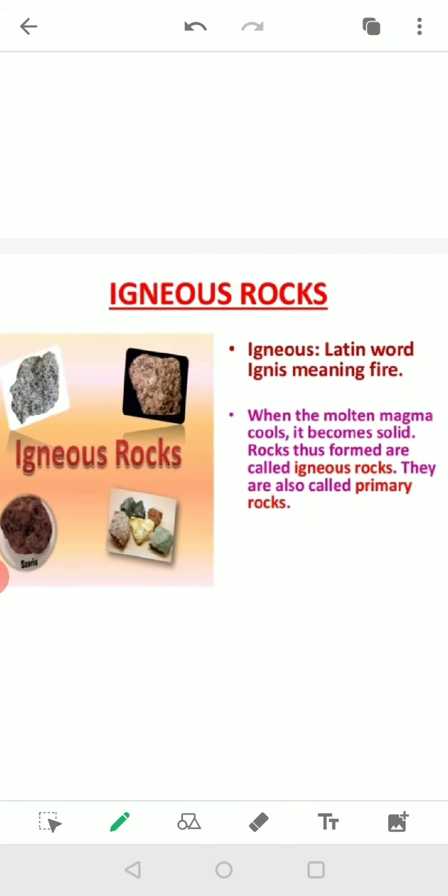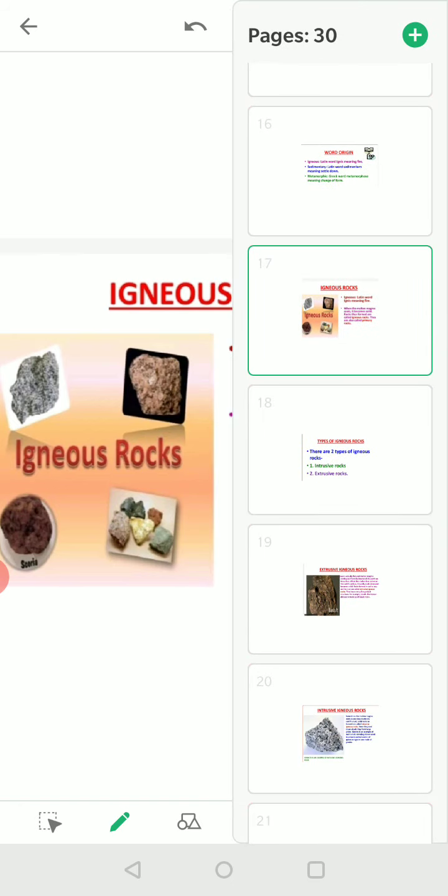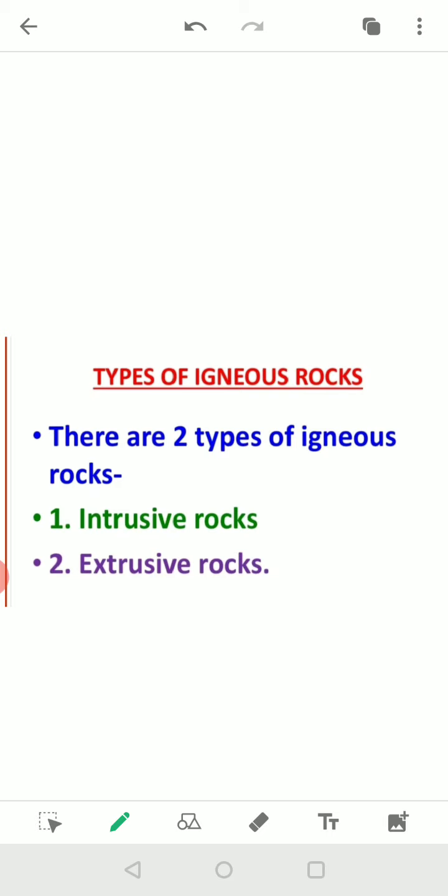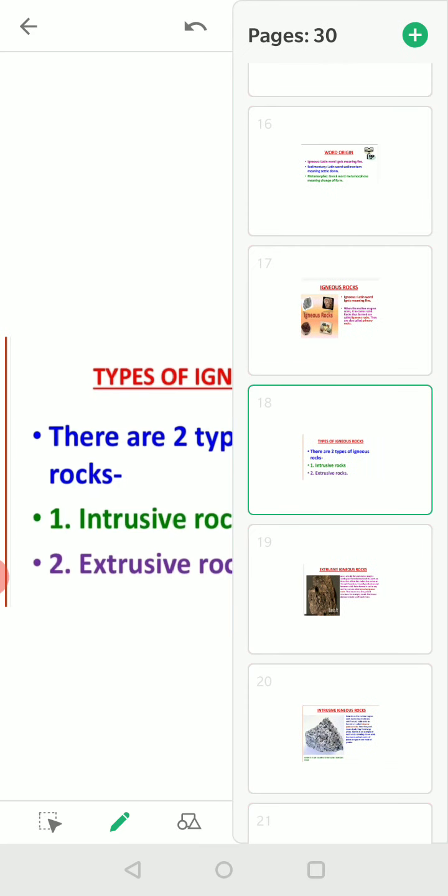Now igneous rock, as I have already told you, means fire. When the molten magma cools, it becomes solid. Rocks thus formed are called igneous rock. Whenever there is a volcanic eruption, the molten magma comes out, and when it cools down and becomes solid, igneous rocks are formed. Because of that, they are known as primary rocks, because initially these rocks are the ones forming. There are even two different types of igneous rocks: intrusive and extrusive. Let us learn in detail.